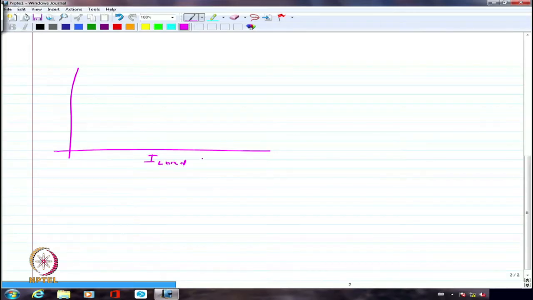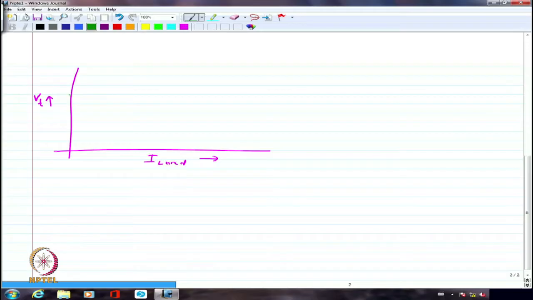I will again recall the characteristics we drew for the compound generator. We are looking at the load current or armature current, either way is fine, and I am looking at VT, the terminal voltage.